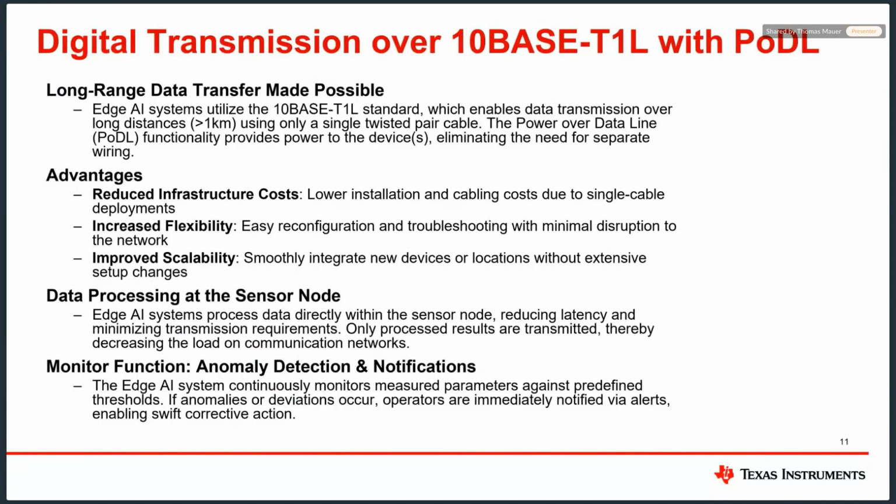Typically, when you are using 100 megabit or a gigabit, you have 4 wires or 8 wires. So there could be more problems when you install such kinds of systems. It also has improved scalability, so you can easily integrate new devices or add new locations without extensive setup changes.